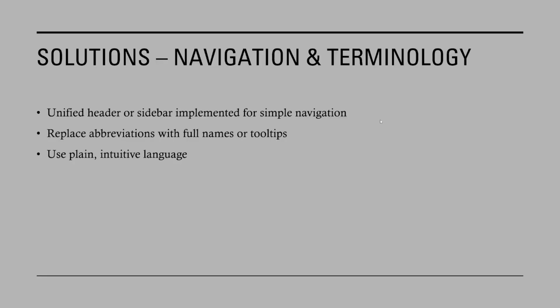Moving on to navigation and terminology. To fix navigation and terminology issues, we propose a unified header, or sidebar, for a more predictable experience across pages. Confusing abbreviations like MDC or COO should be replaced with full words or explained via tooltips. Clear everyday language helps users post and search confidently.